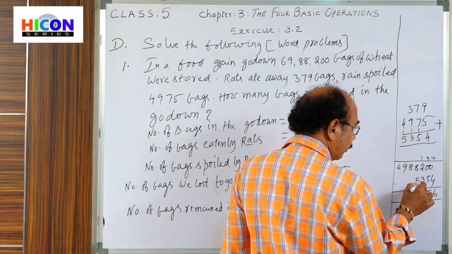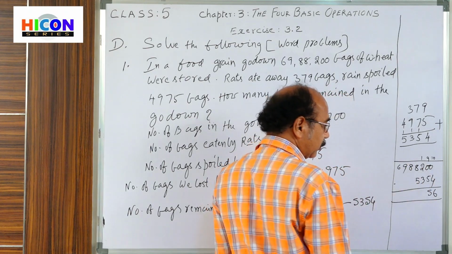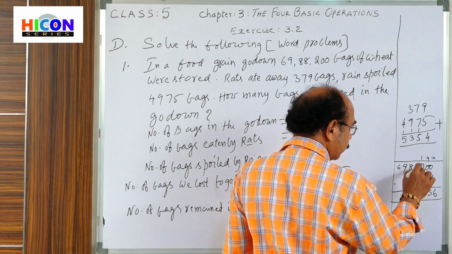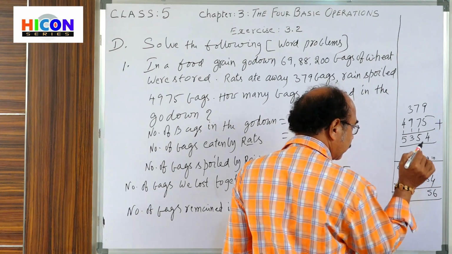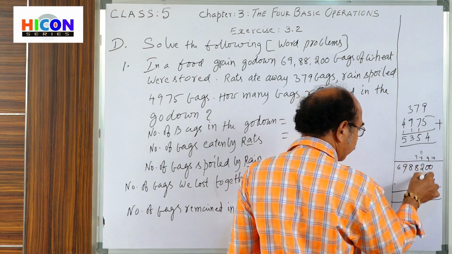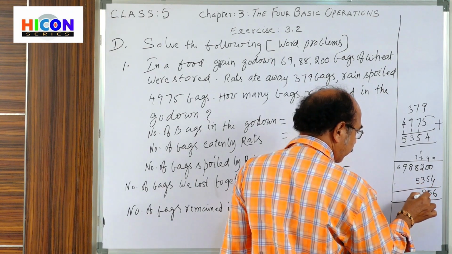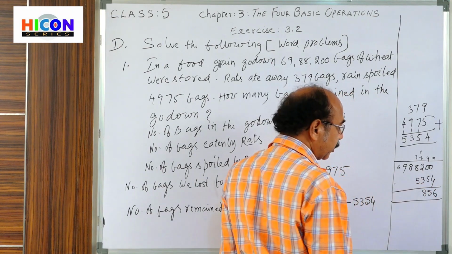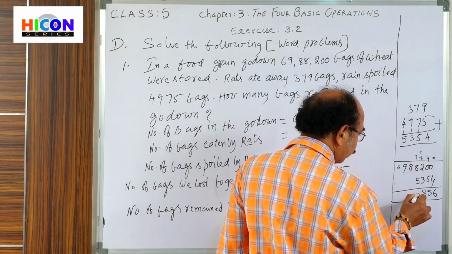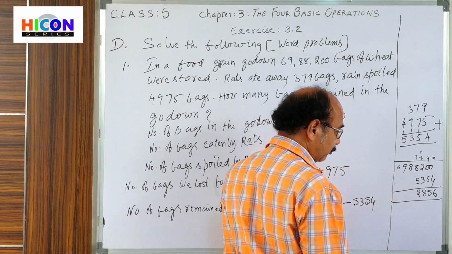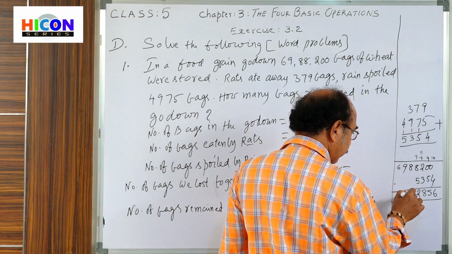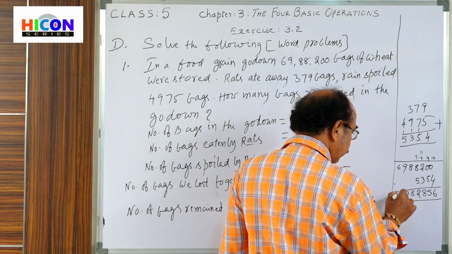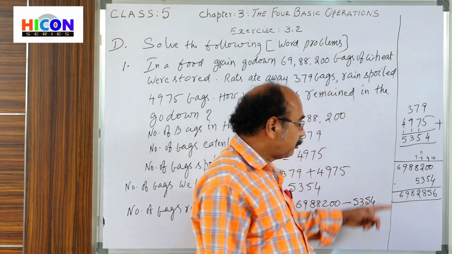Can you subtract 3 from 1? No, that's why we ask for a borrow. So 1 becomes 11 and 8 becomes 7. Now 11 minus 3 is 8. Here 7 minus 5 is 2. The remaining numbers we write as they are: 8, 9, 6. In those three places, no change.